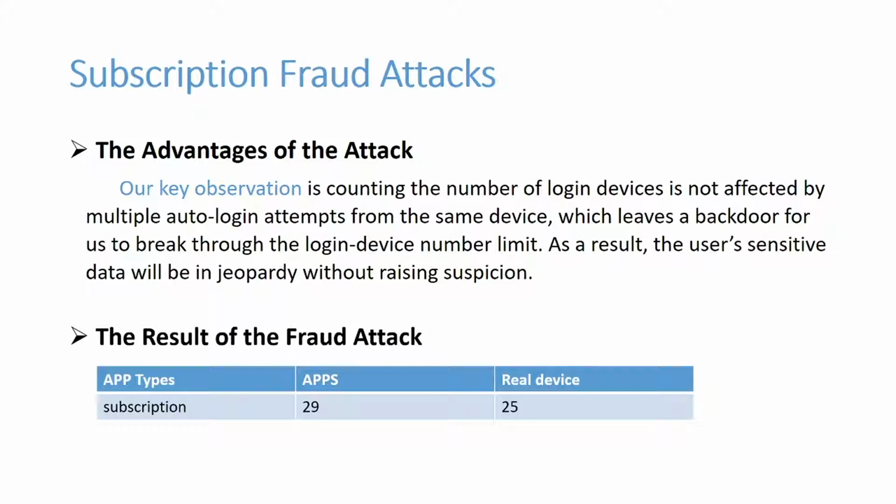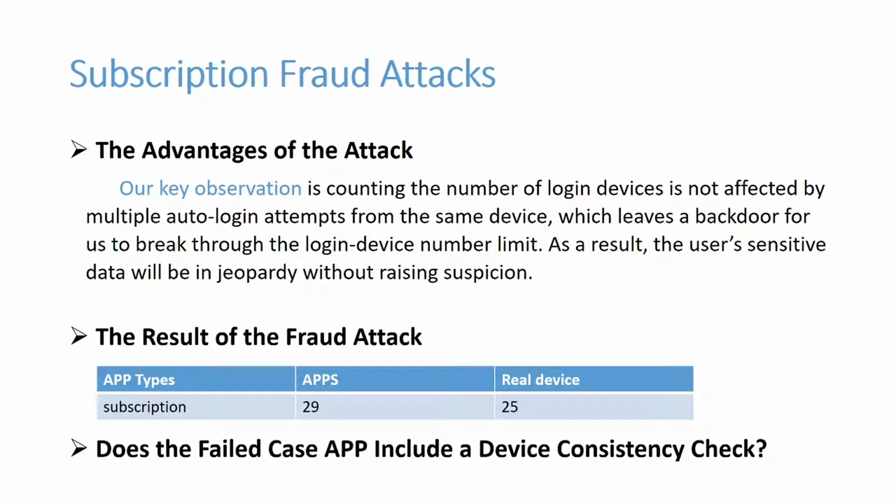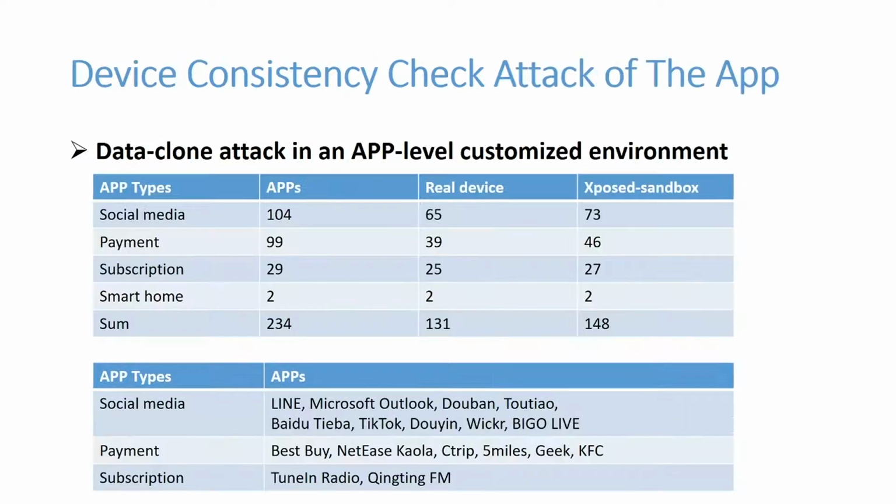We selected 29 mainstream apps to execute the attack, and 25 of them were successfully attacked. We speculate that the failed cases include device consistency checks. To verify this, we expanded the test set, selected 234 different apps, and performed data clone attacks among real devices and countermeasure environments. From these 2 tables, we found some phenomena.